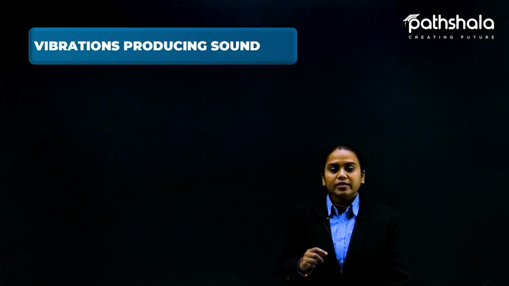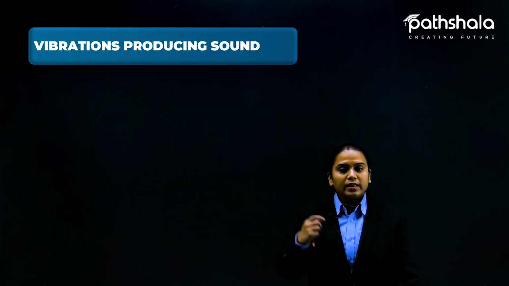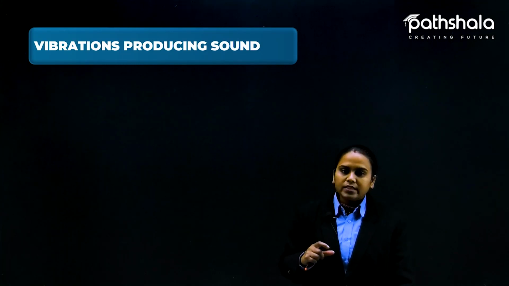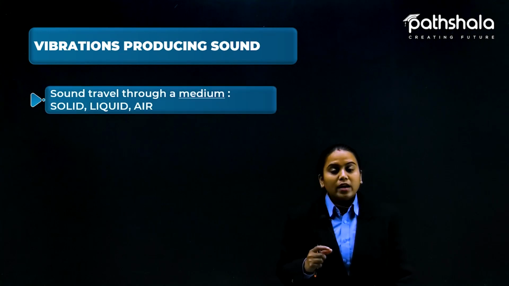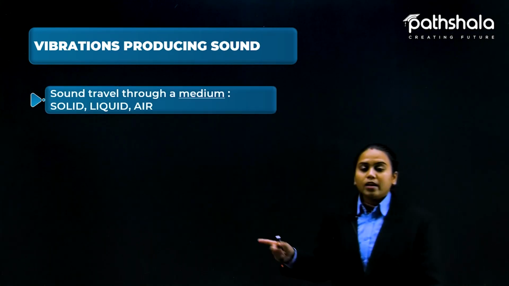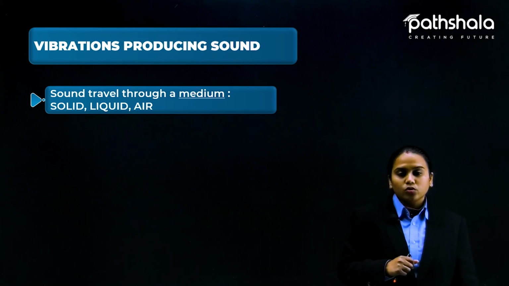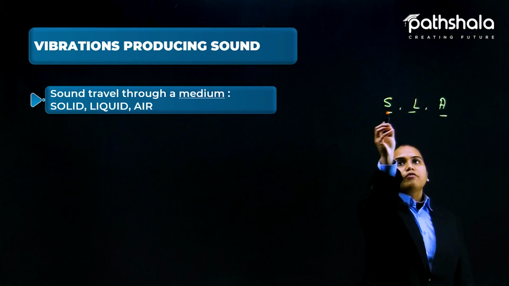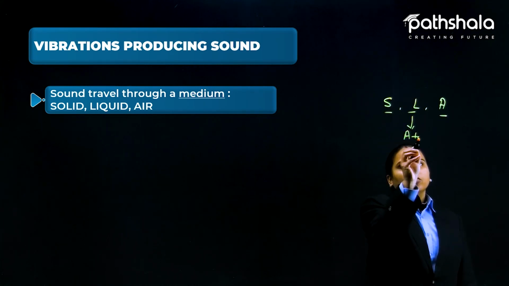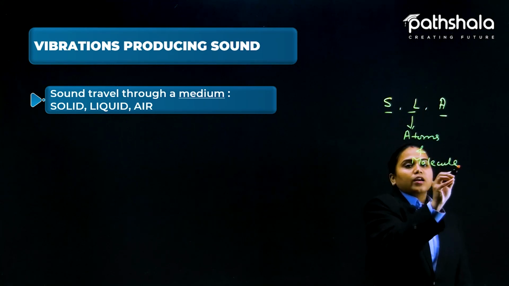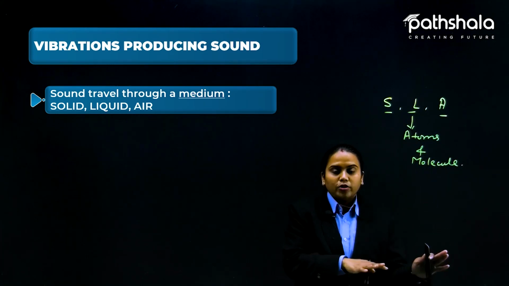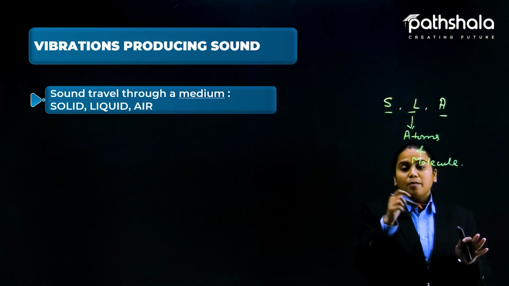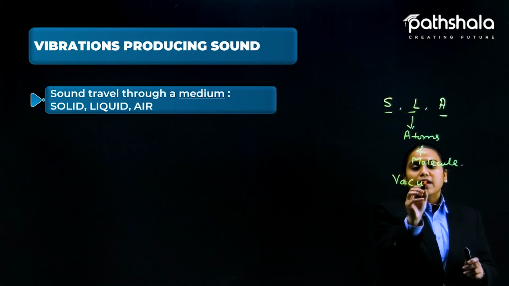Now, vibrations produce sound. We know that due to vibrations, sound is produced. It can travel through solid, liquid and air, because in all three of them we have atoms and molecules, no doubt about it. These atoms and molecules only vibrate. But what if the space is a vacuum?